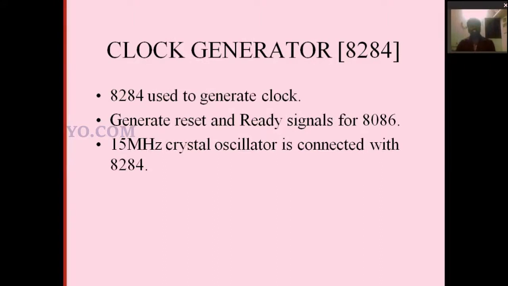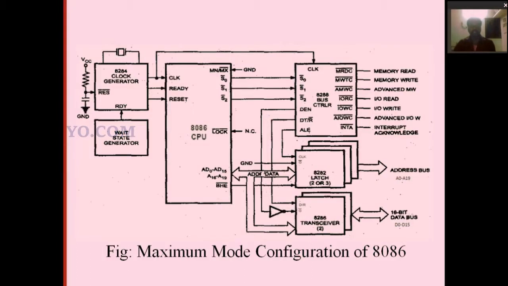The next one is the clock generator, an 8284 IC. This clock generator provides the clock to the 8086 microprocessor. Along with the 8284 we use a crystal oscillator of 15 megahertz. We already studied this in minimum mode. So this is the block diagram of maximum mode. As the name suggests, the diagram is larger compared to minimum mode, but it is almost the same as minimum mode.